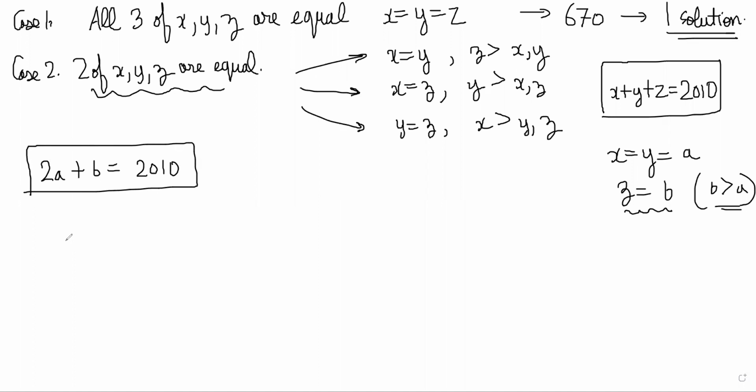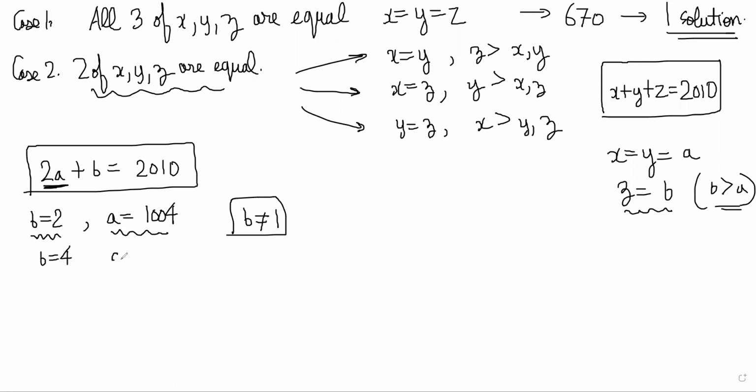Obviously, there is a very easy way to count the number of solutions possible. Here we can say that if b is 2, a is basically 1004. b cannot be 1. Why? Because then 2a will be 2009, but this side is even and this side is odd, so that is not possible. So b is equal to 2 is the first solution and a is 1004. Then b is equal to 4, a will be 1003, and so on till b is equal to 2008 and a will be equal to 1.